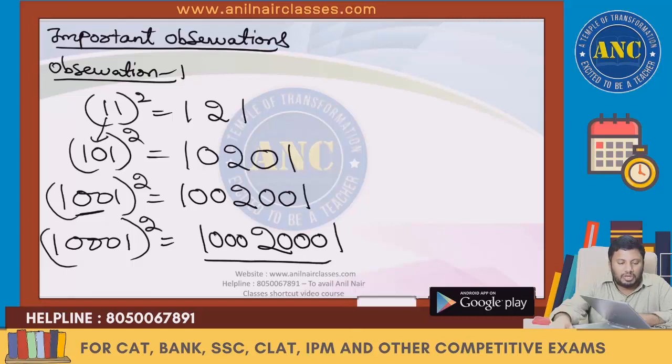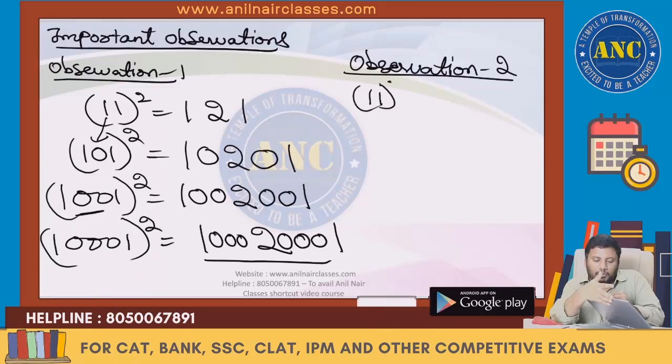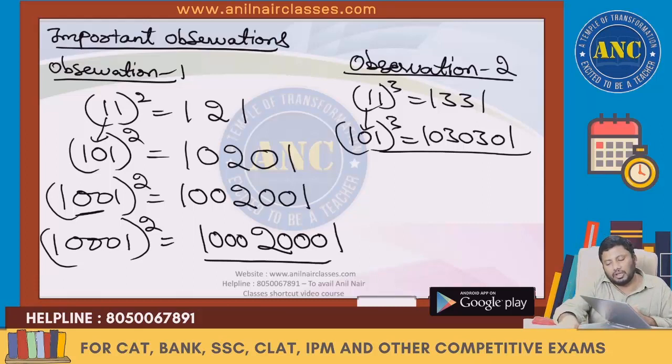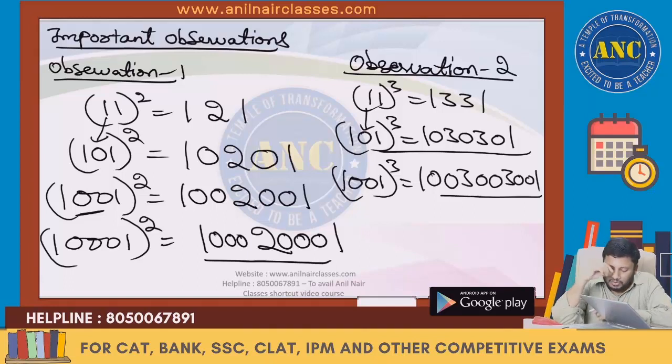Observation 1. Between two digits keep a 0. Right hand side also, between two digits keep a 0. Same, observation 2 also in cubes. 11 cube is 1331. 101 cube, between two digits there is a 0. 1001 cube, two zeros. 1003001. I hope it is clear.